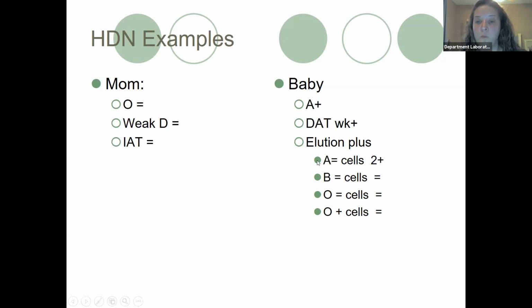And notice when we perform our eluate and then we run that eluate against the A negative cells, B negative cells, the O negative cells, the O positive cells, we have a 2+ reaction with the A cells. So this is an example of hemolytic disease of the newborn because the DAT is positive, caused by mom's anti-A coating baby's A positive cells. So your interpretation is hemolytic disease of the newborn due to ABO, specifically anti-A.